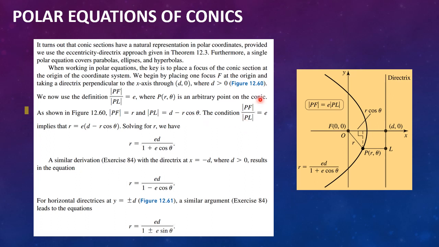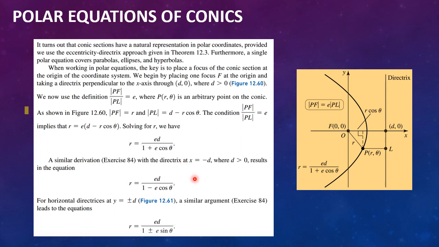The condition that the distance between the focus and the point divided by the distance between the directrix and the point is equal to the eccentricity constant implies that r equals e times d minus r cosine theta. Okay, and that's just building this out, setting this up equal to e and then substituting these two formulas in there. All right, solving for r, we have r equals e times d over 1 plus e cosine theta.